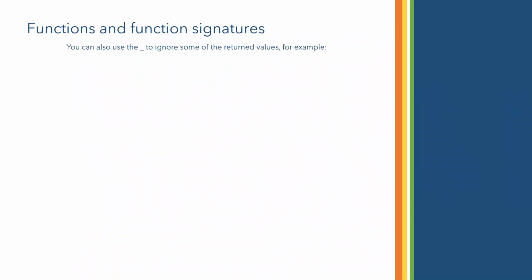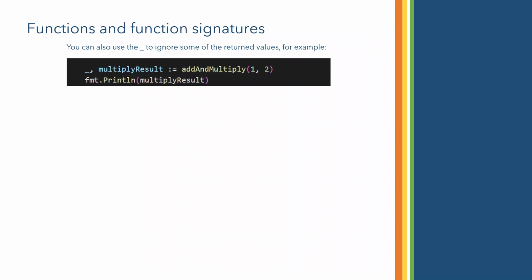Also, you can use the underscore to ignore some of the returned values. For example, if you don't want the add result, you can use the underscore instead of add result, and take the multiply result. You call the function as you did earlier, but you can ignore that result.